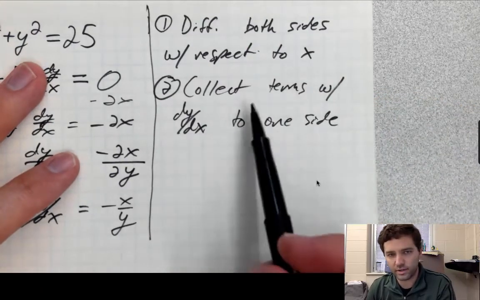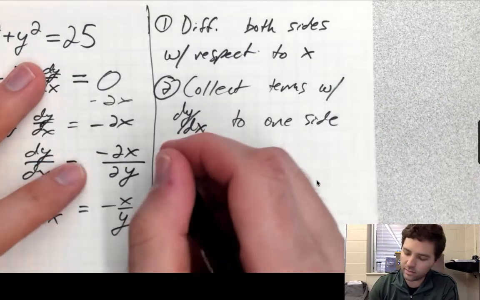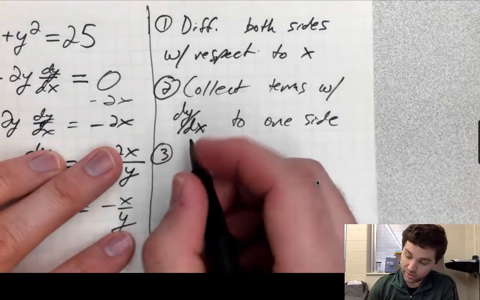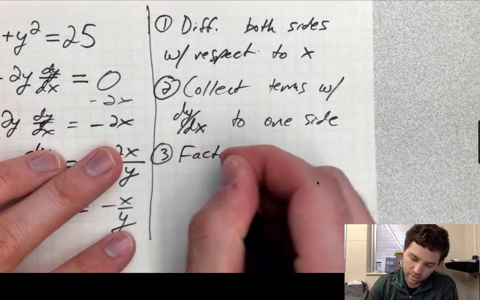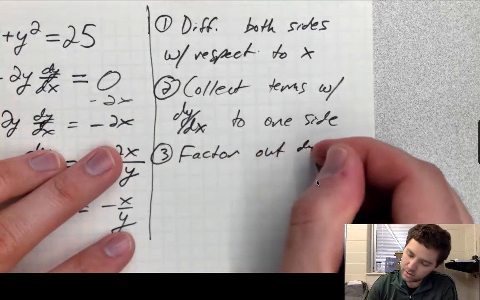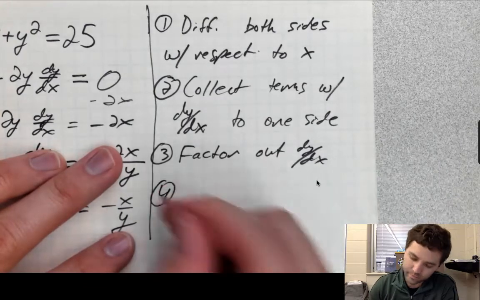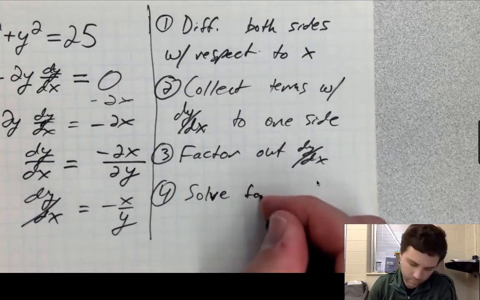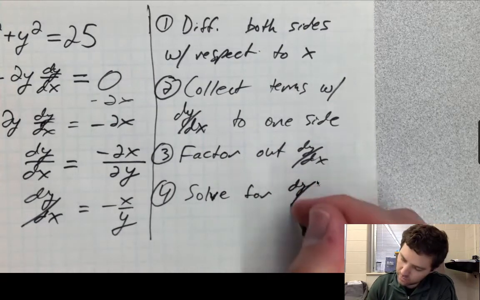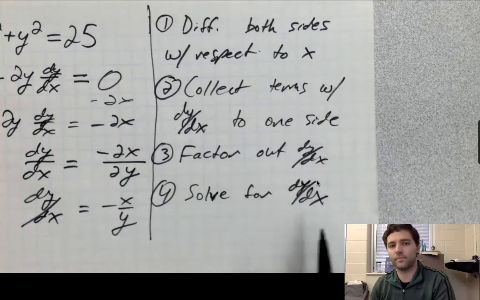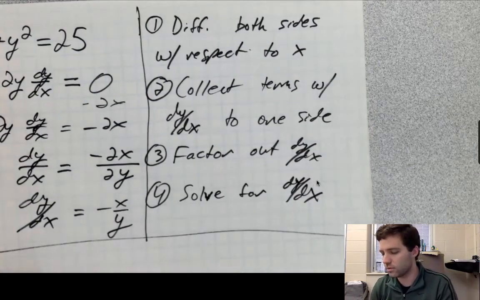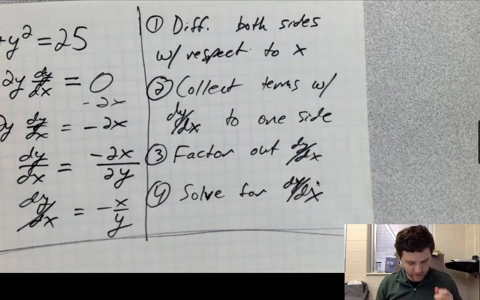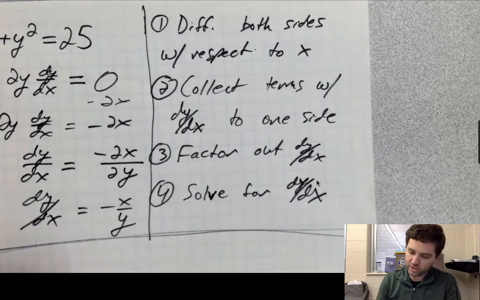So far, we haven't had to worry about these 4 steps too much because the problems have not been that complicated. But as they do, these 4 steps will be helpful. Step 3, factor out dy/dx. And then step 4, solve for dy/dx. Okay, so we didn't need to really do this collect terms with dy/dx on one side or factor out dy/dx on these 2 examples that we had here. So let's do one where we actually do need to do that.